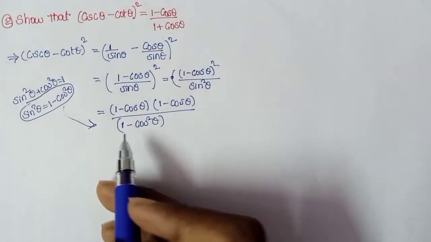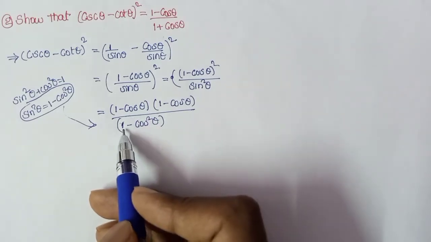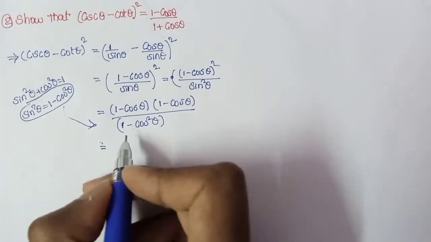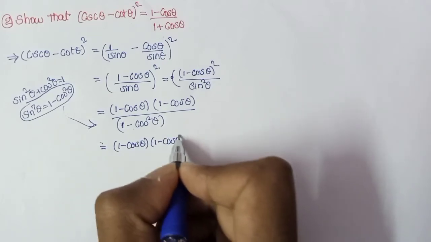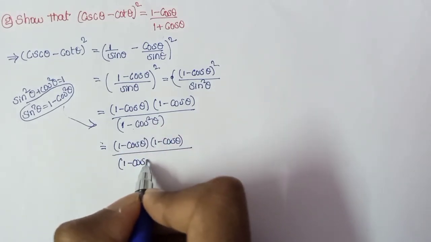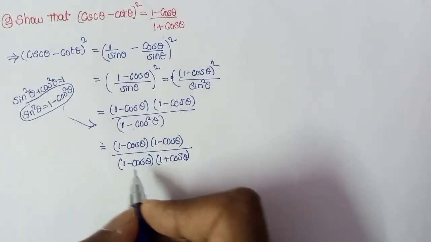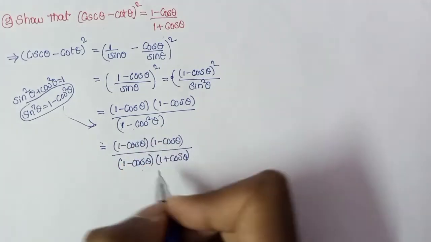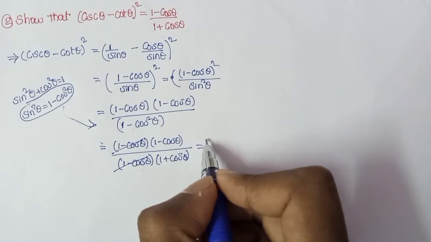Here if you observe 1 minus cos square theta, this 1 can be written as 1 square. So this is a square minus b square, and you can break it like that: 1 minus cos theta into 1 plus cos theta, because a minus b into a plus b is a square minus b square. Here a square is 1 square, that is 1, and b square is cos square theta. Here 1 minus cos theta and 1 minus cos theta can be cancelled. So this is the answer.